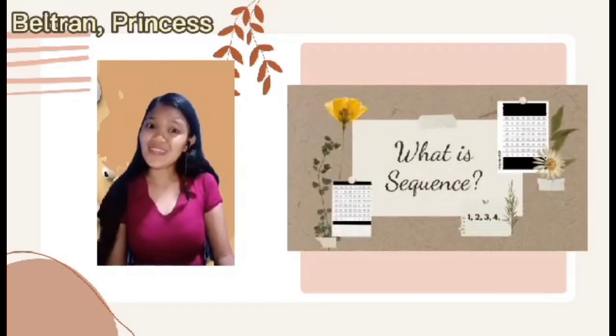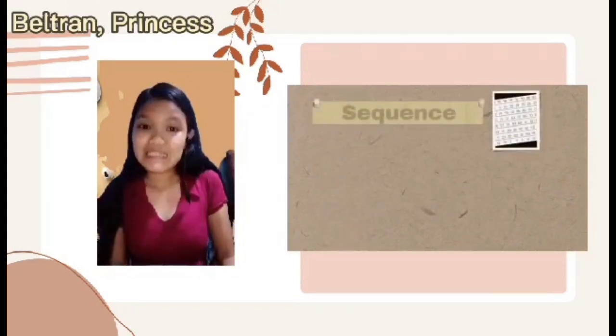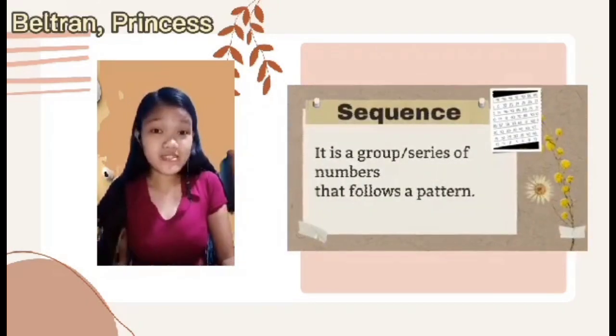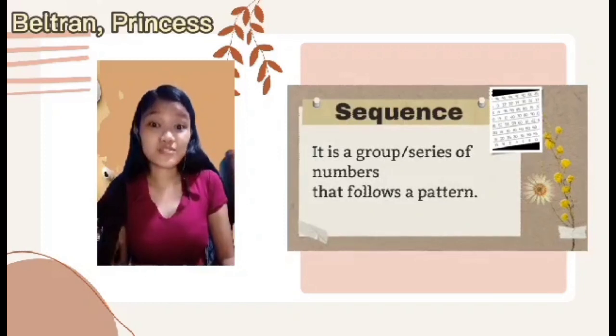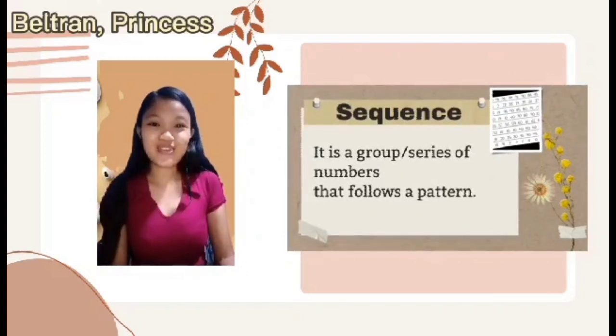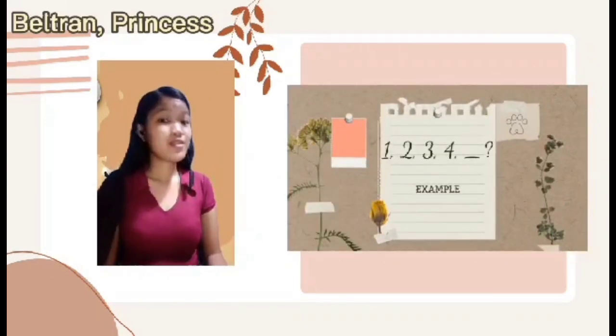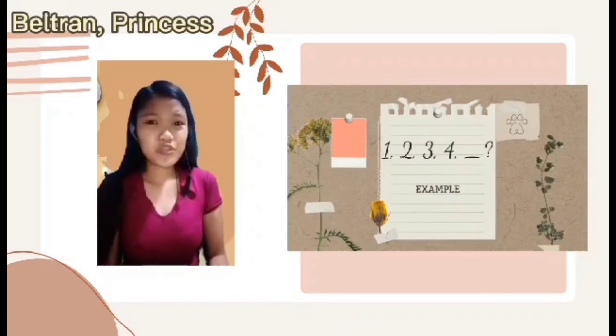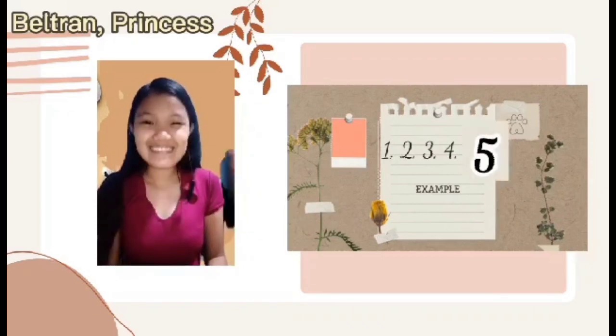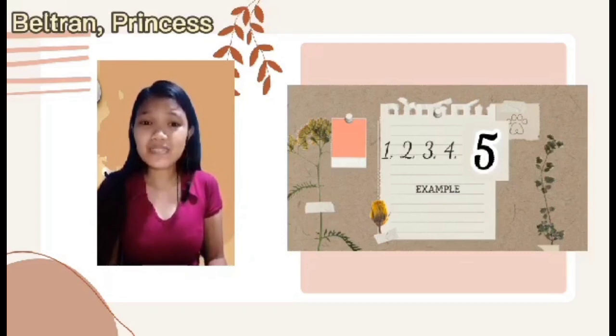So, what is sequence? Sequence is a group or a series of numbers that follows a certain pattern. It is fun because you have to find clues to complete them. For example, 1, 2, 3, 4. So what comes next? Yes, 5. Because we simply add 1 to the next number. And we used to count it every day.